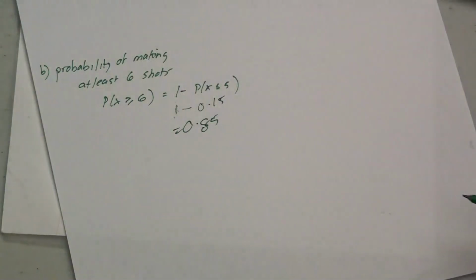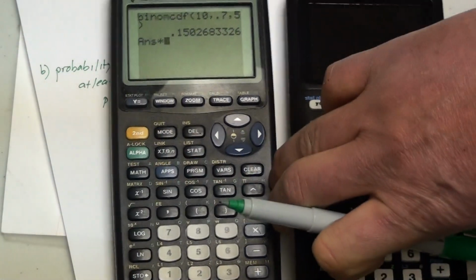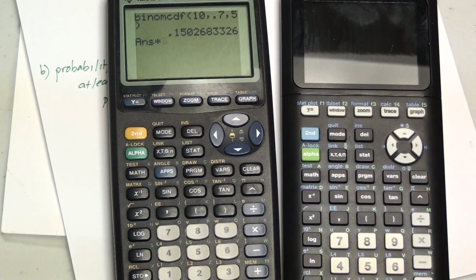Okay, that's a short little lesson on using graphing calculators, either TI-84 or TI-83, and how to find binomial probability. Thank you very much.